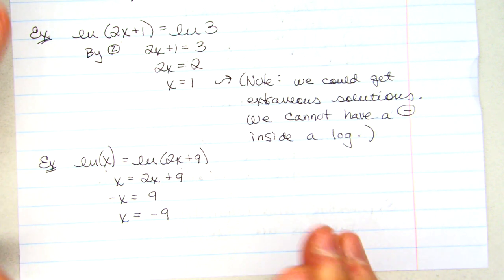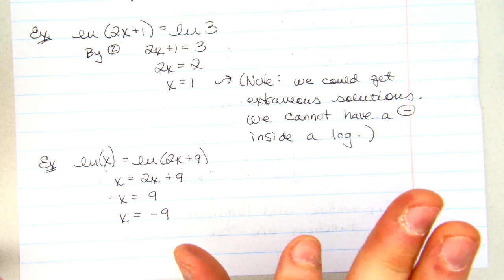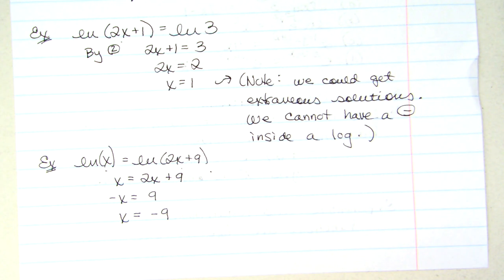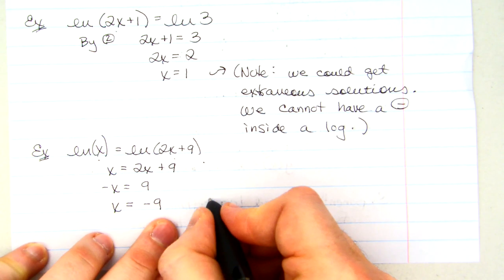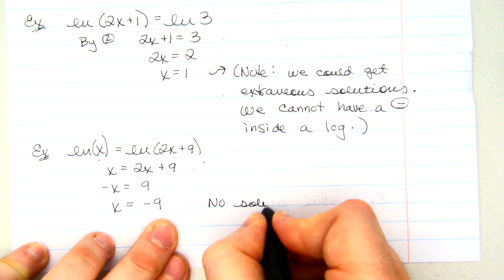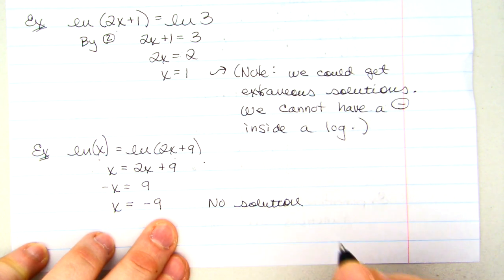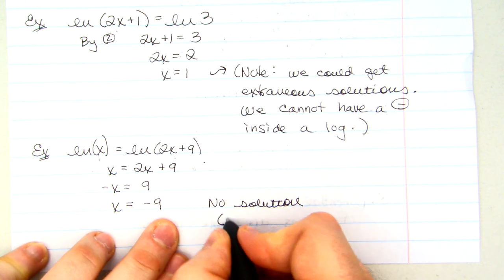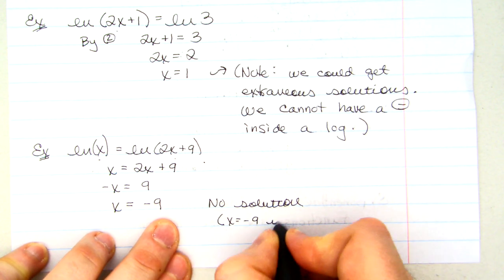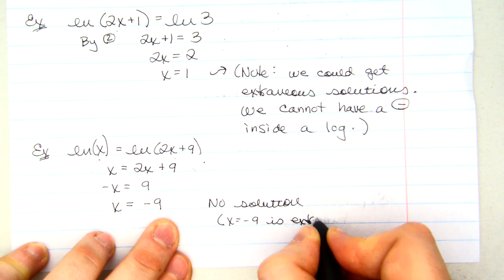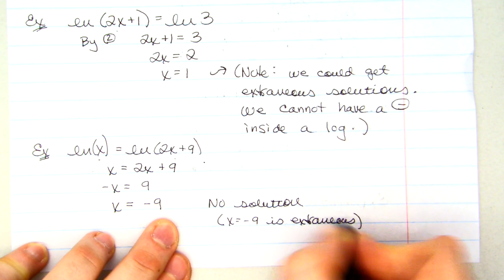We got one answer, not because we did anything wrong, but because of the nature of logarithms, we found an answer really outside our domains here. What we're going to say for our answer is there is no solution. But I do want to note that I considered negative 9, and it wasn't good, so I'm ruling it out. I'm going to say x equals negative 9 is extraneous. That's what we're going to say here.